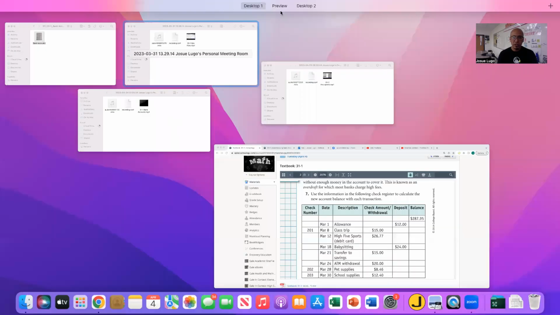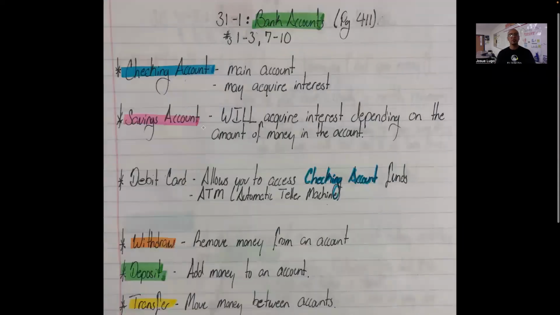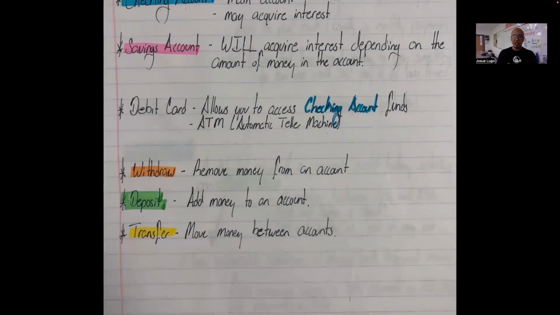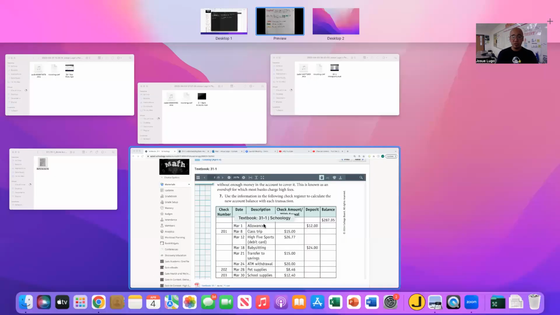In the previous video, we learned about the two different types of accounts, checking accounts and savings accounts. We learned that our main account is a checking account, and that's what we can use our debit card for to access that money. We learned that a savings account is where you can store your money for longer periods of time, and that's beneficial because the bank will reward us with interest. We learned about the three terms: withdraw, deposit, and transfer, and we are going to be using those terms right now.